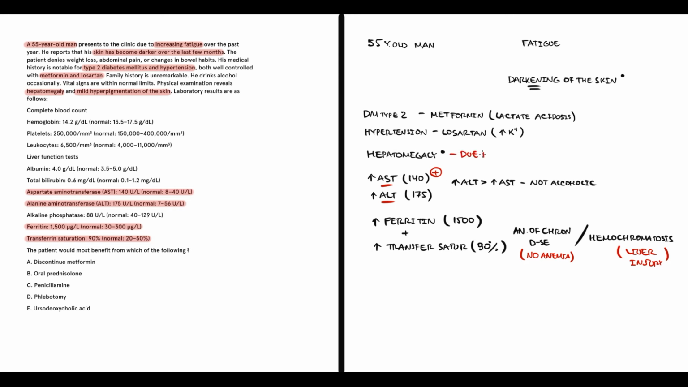Hepatomegaly in hemochromatosis is also present due to the inflammation caused by iron overload in the liver tissue. But the most important sign is darkening of the skin, because it's a very rare symptom, and in case of hemochromatosis, this symptom is present. We call this disorder bronze diabetes.